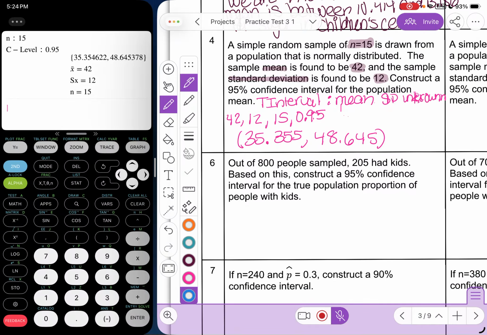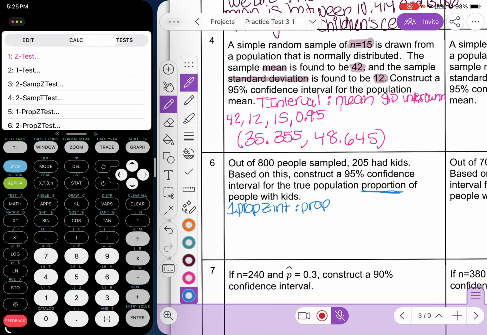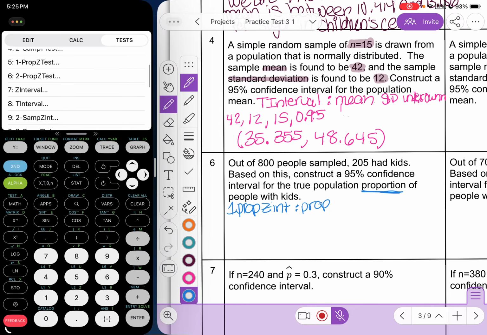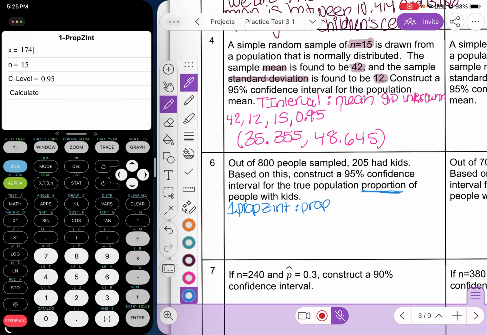Out of 800 people sampled, 205 had kids. Based on this, construct a 95% confidence interval for the true population proportion for people with kids. So population proportion tells us we're going to do one proportion z int, because we're dealing with proportions. So stat, test, one prop z int. So you have to scroll all the way down to the one prop z int.